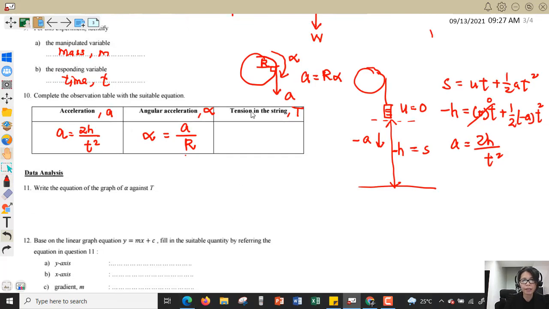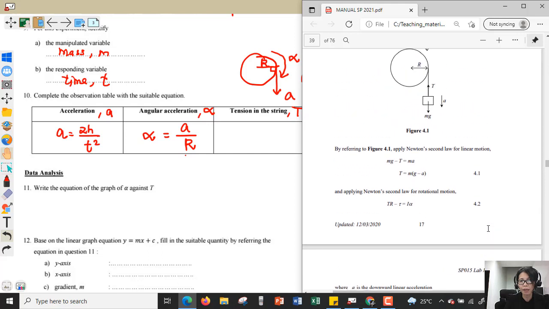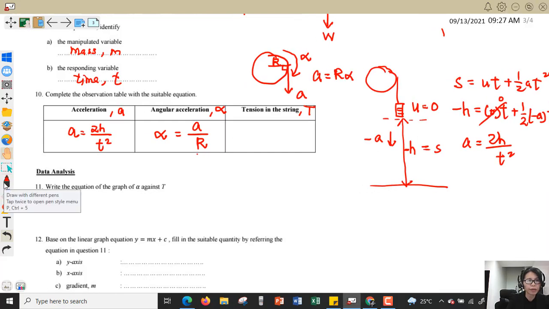And for the tension in the string, we can determine it from equation 4.1 in our theory, whereby mg minus T equal to ma. When we rearrange, the tension will be m in bracket g minus a. So tension can be calculated using m(g minus a). g is the acceleration due to gravity, and a is the acceleration of the falling slotted mass.